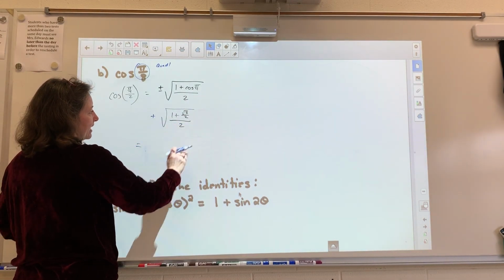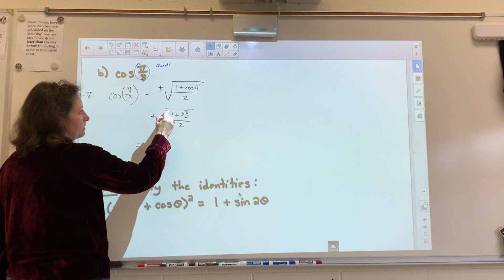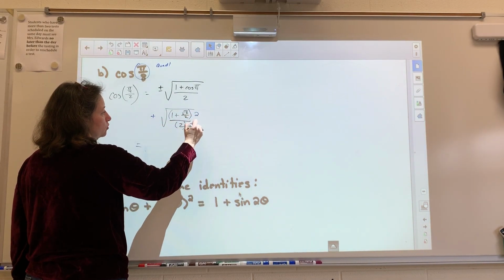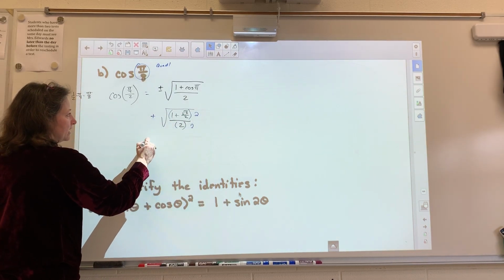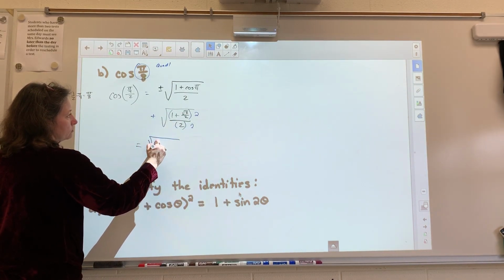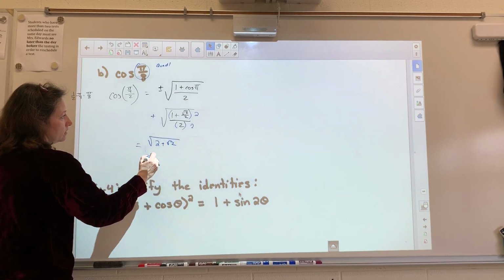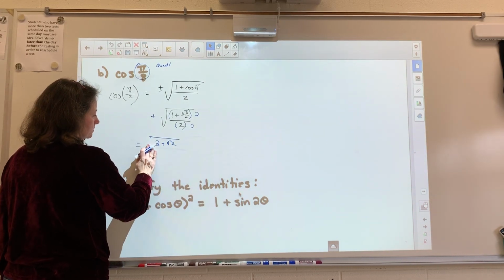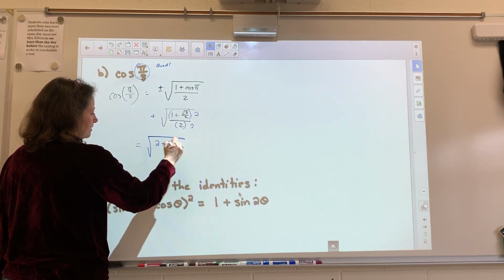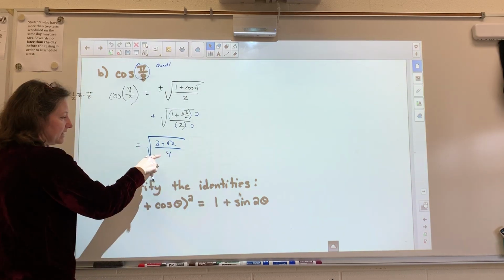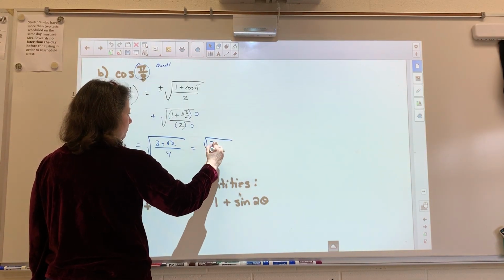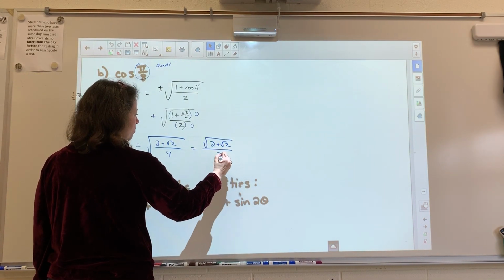And what do we not like? Complex fraction. What can we multiply the top by and the bottom by? 2. We distribute. We get positive square root 2 plus root 2 all over, sorry, Ms. Conrad's skipping ahead, all over 4. Can we take the square root of anything? We can take the square root of the 4. So square root 2 plus root 2 over 2.